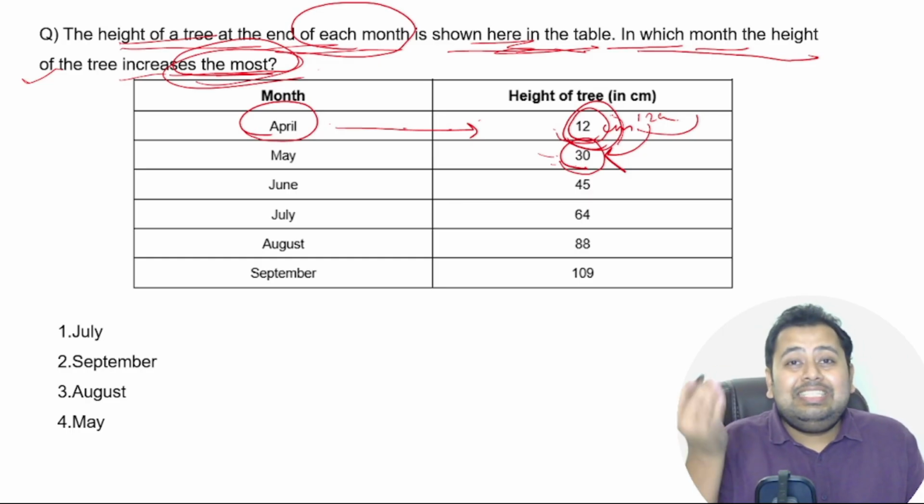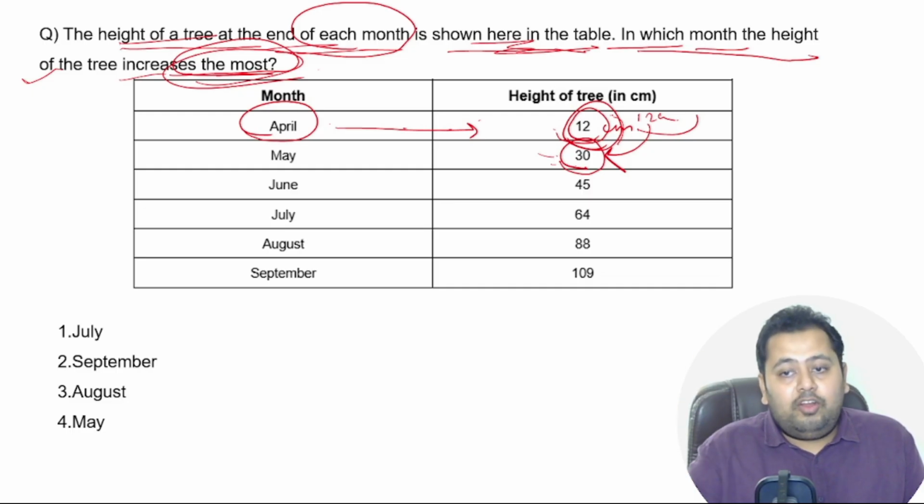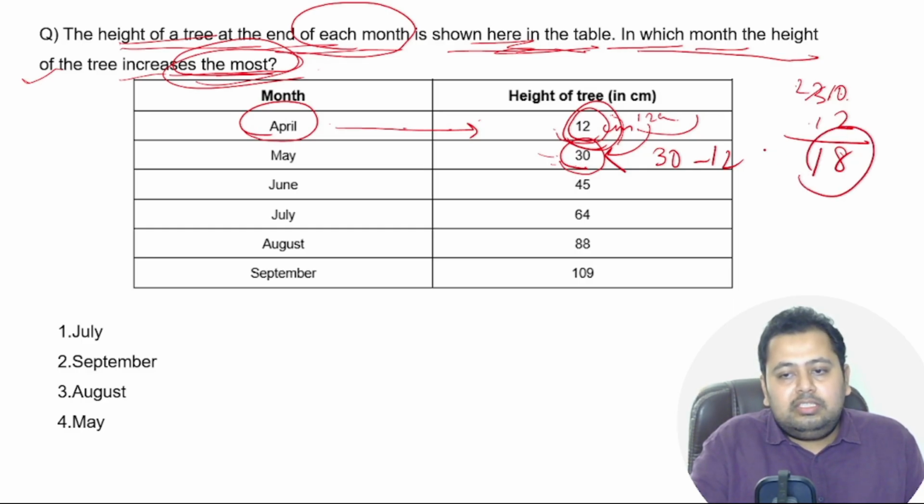So what is the change in the height of the tree? This is nothing but 30 minus 12. If you subtract 12 from 30, you will have to carry 1 over from here, so it will become 10. 10 minus 2 is 8. And this 2 minus 1 is 1. So this is nothing but 18, right? So let me just put it this way.